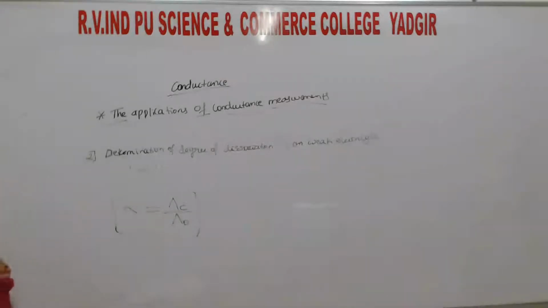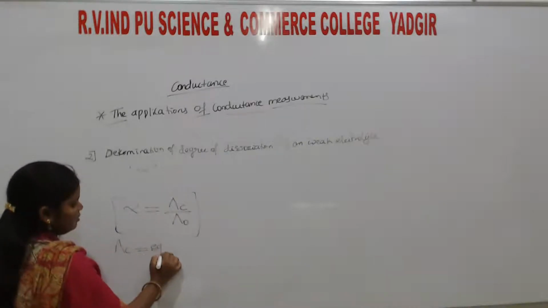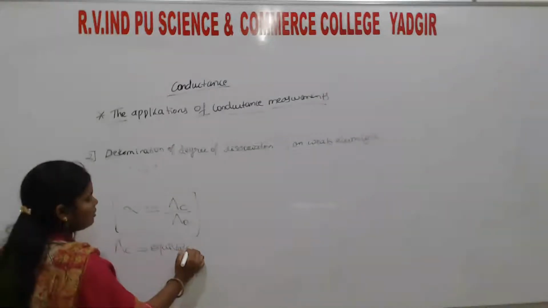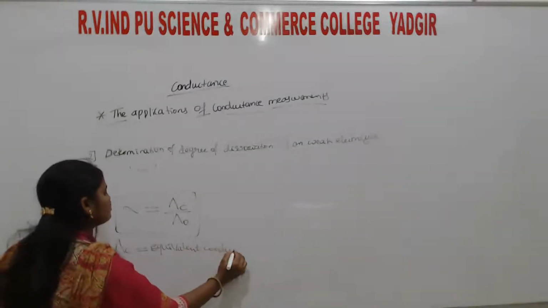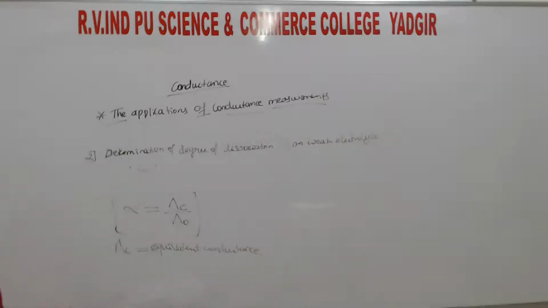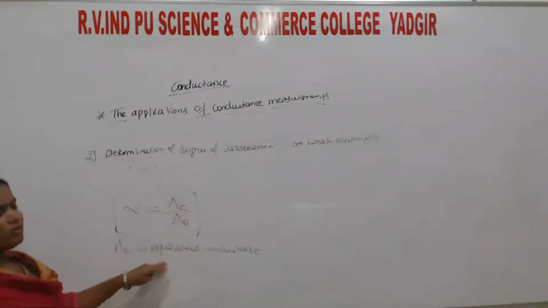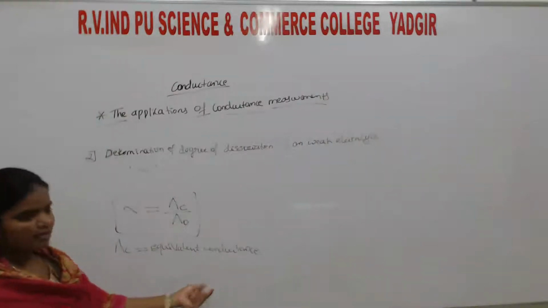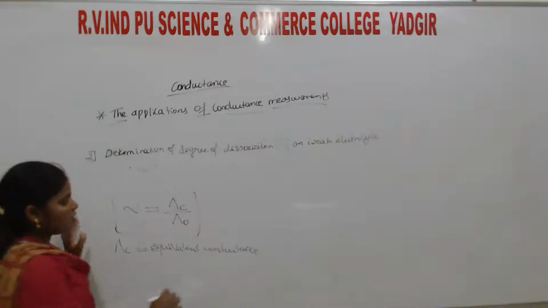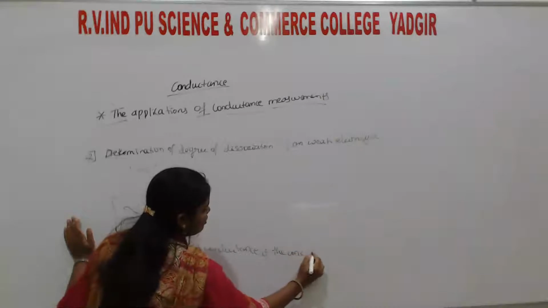Here lambda c is the equivalent conductance at concentration C. Lambda c is the equivalent conductance at the concentration, and this one is at zero concentration.